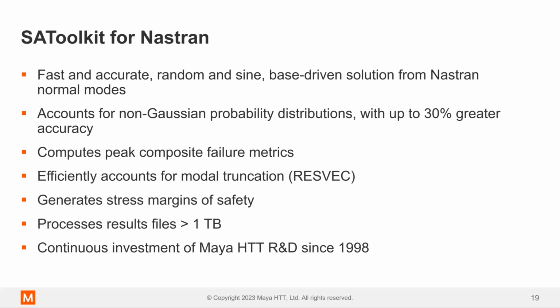So that means you can be a lot more accurate than just trying to fit everything to the zero mean Gaussian distribution. It computes peak composite failure metrics. So if you have laminates, you have composites, you can compute the failure metrics in your random analysis for those. It accounts for model truncation with ResVec. It can generate stress margins of safety, and processes very large files, so greater than 1 terabyte, no problem processing those.